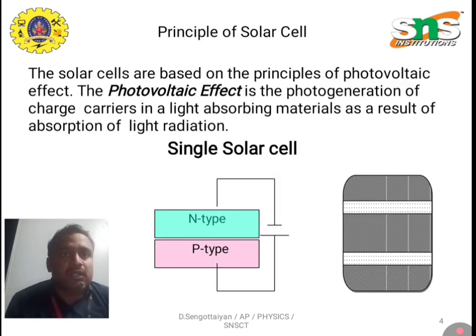Then the principle of solar cells. Solar cells are based on the principle of the photovoltaic effect. Very simple conversion: light energy to electrical energy. The photovoltaic effect is the photo generation of charge carriers in a light absorbing material as a result of absorption of light radiation. This diagram shows the n-type and p-type materials. Once light energy is absorbed, the electron-hole recombination process starts. Finally, energy is converted to electrical energy.